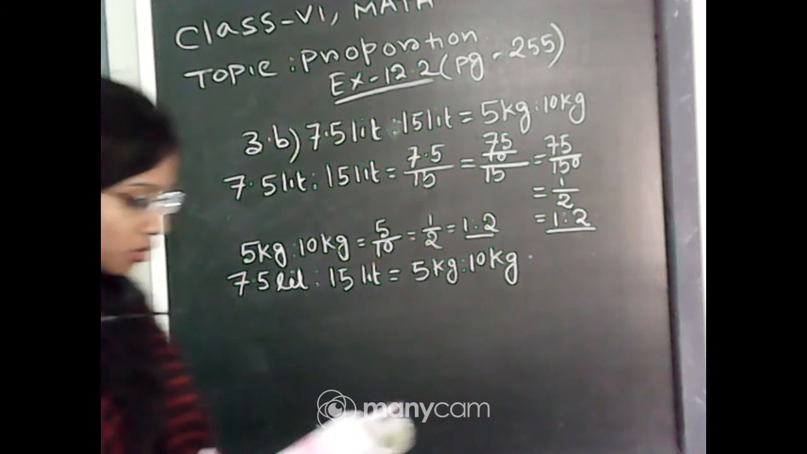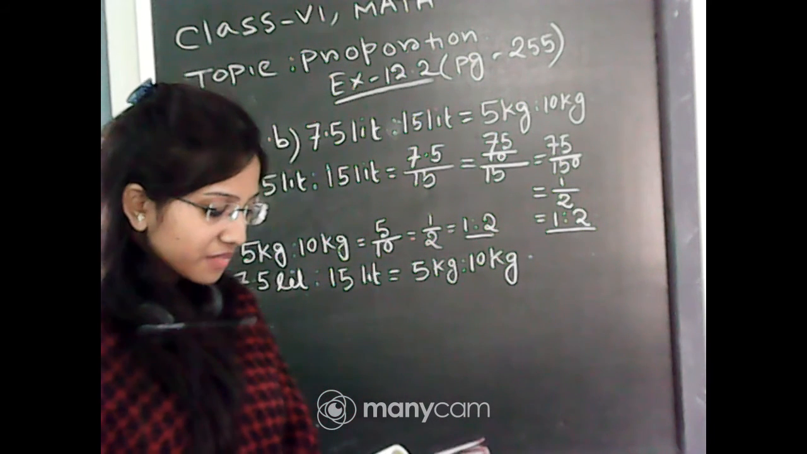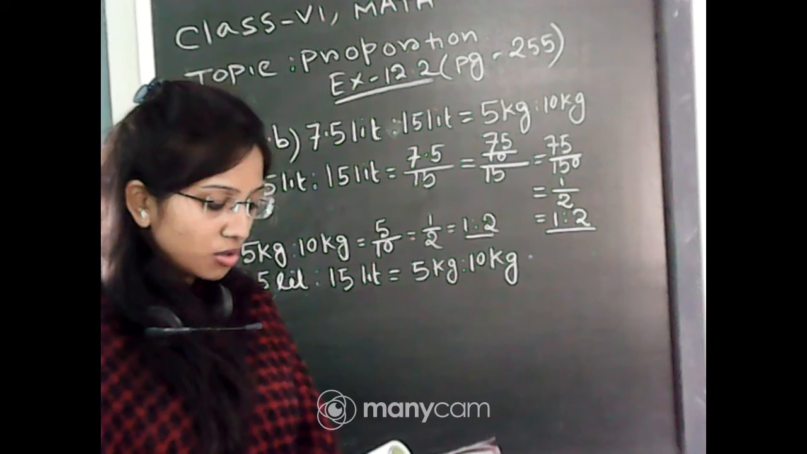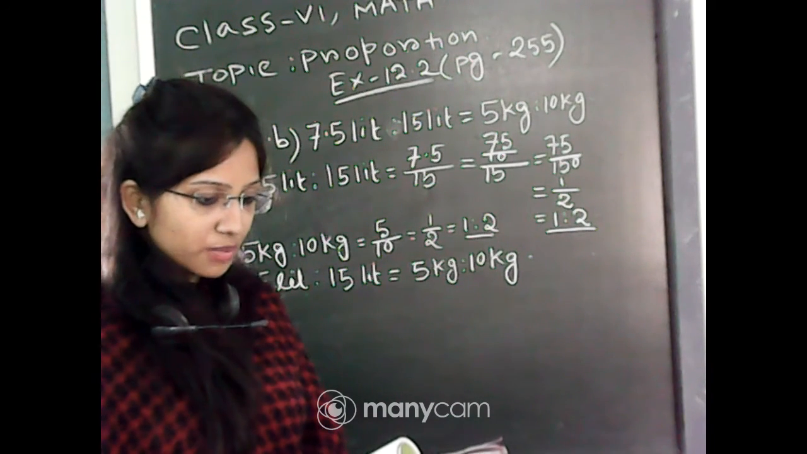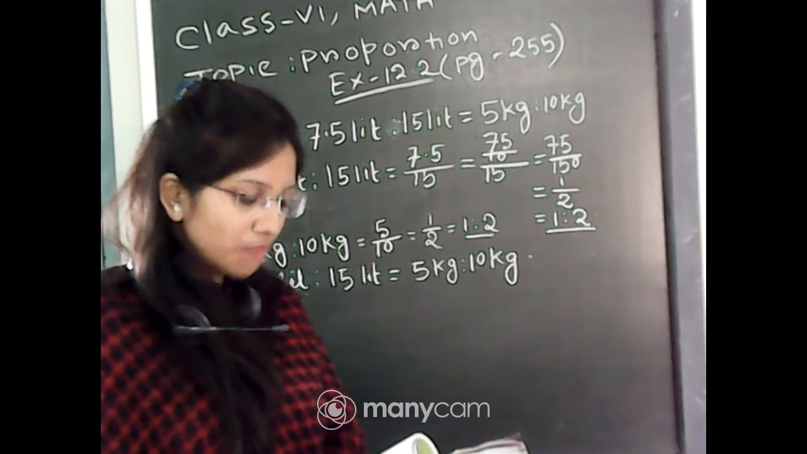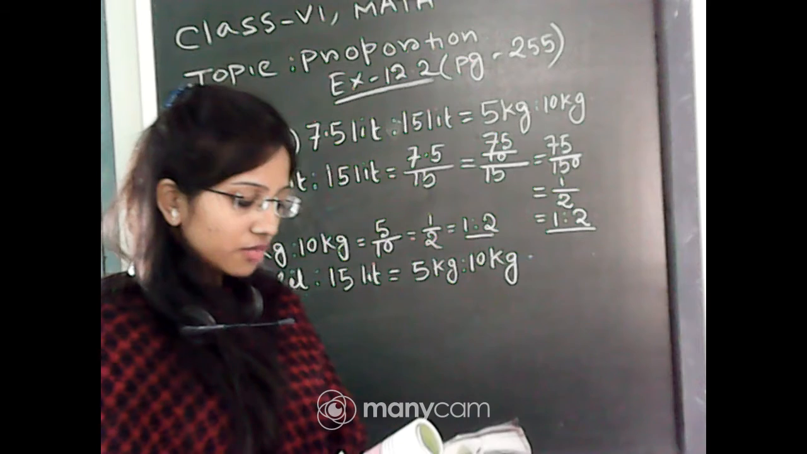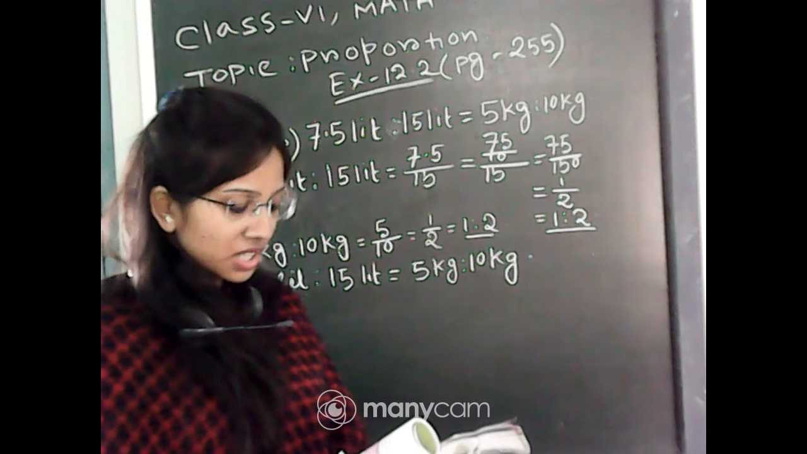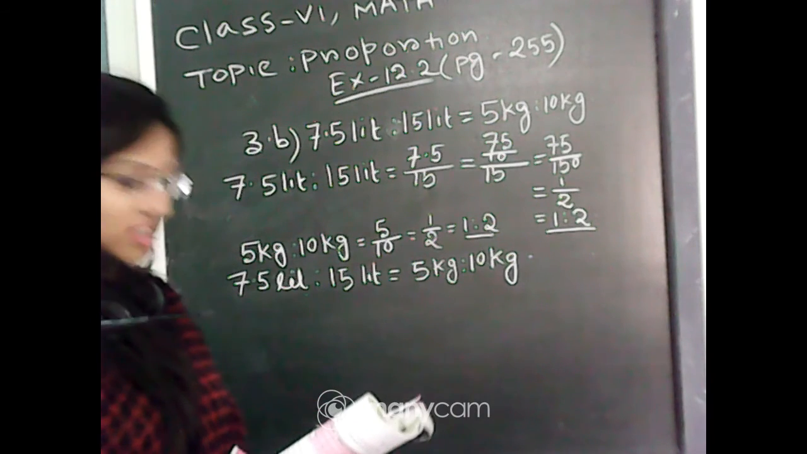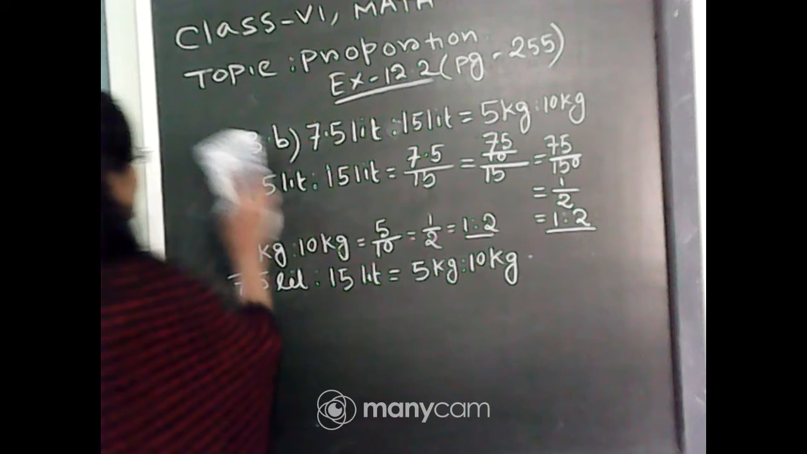Next, question 4b. Determine if the following ratios form a proportion, and also write the middle terms and extreme terms where the ratios form a proportion.